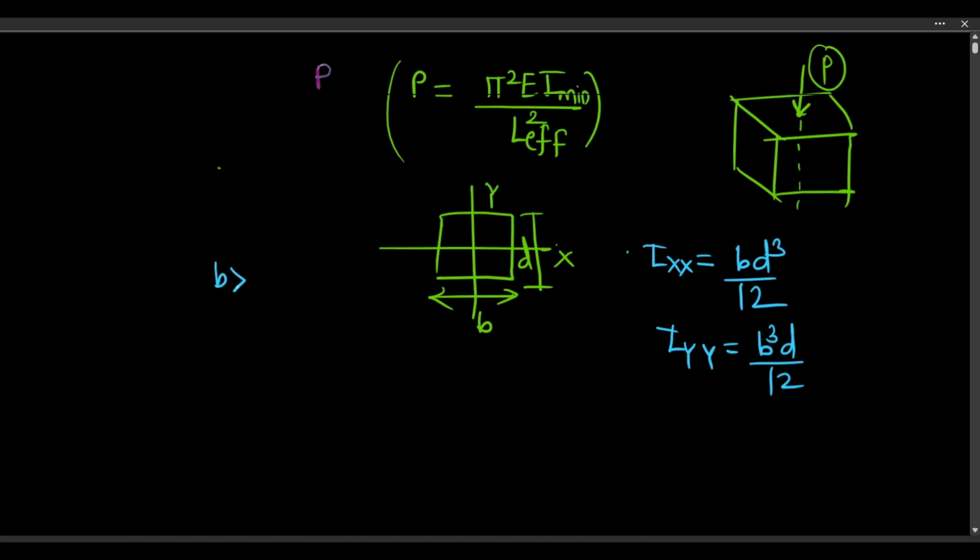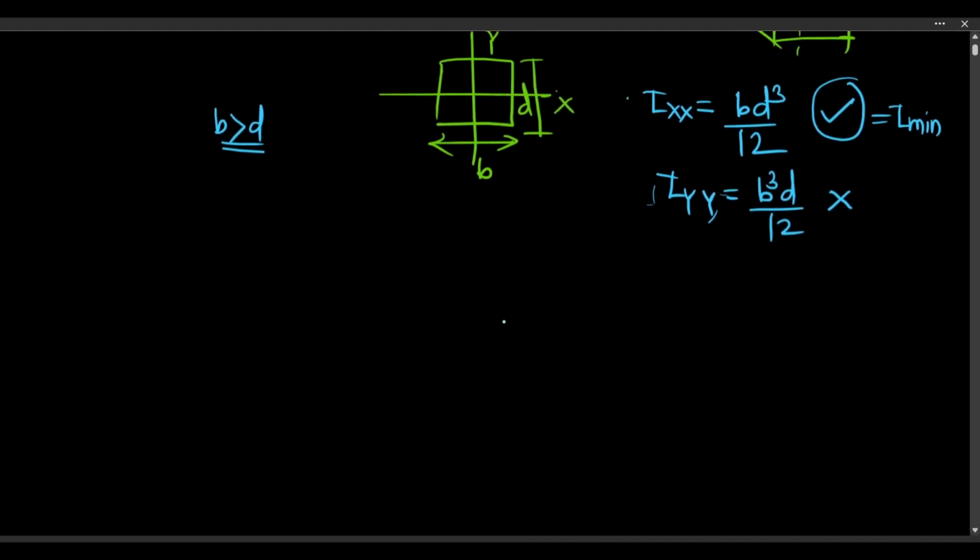Okay, so the column will buckle about that axis of which the moment of inertia is minimum. So if b is greater than d, then we know this term, which is Ixx, will be greater than this term. So what will we select? We select this for the calculation, because this is I minimum. So the column will buckle about the x axis, along the y direction, and buckle about the y axis. Okay, so that we have seen.